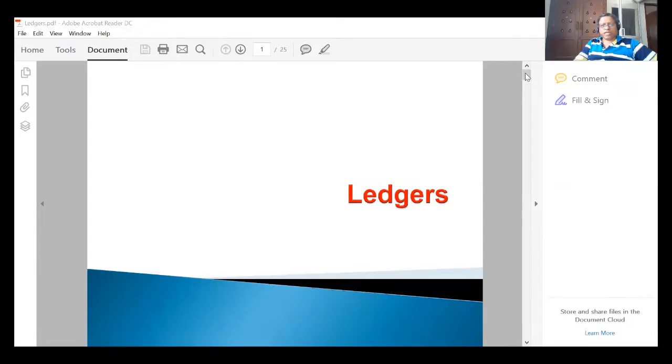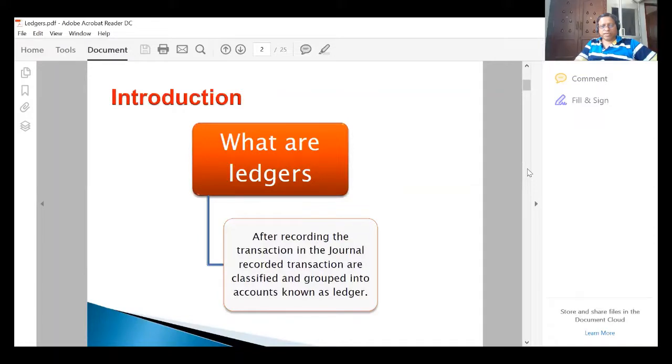Okay, so we are starting up ledger today. Ledger is basically a classification. Let's see what is meant by ledger. The question is, what are ledgers? After recording the transaction in the journal, which is the primary or basic entry, we need to post the entire transaction into a ledger.